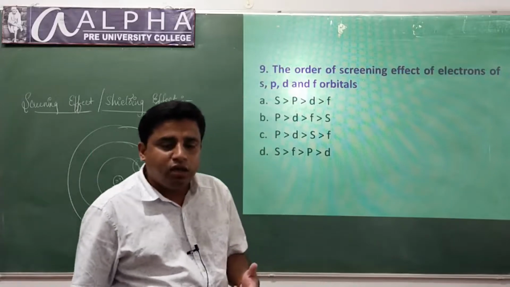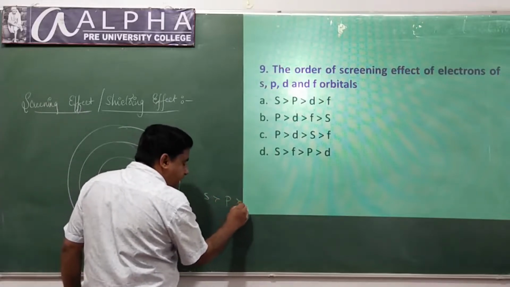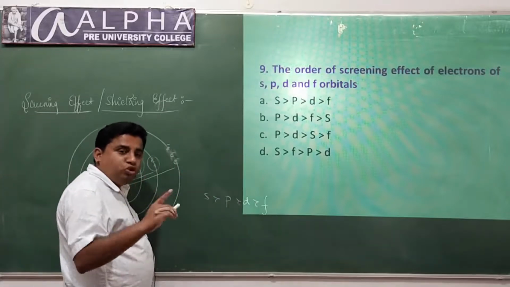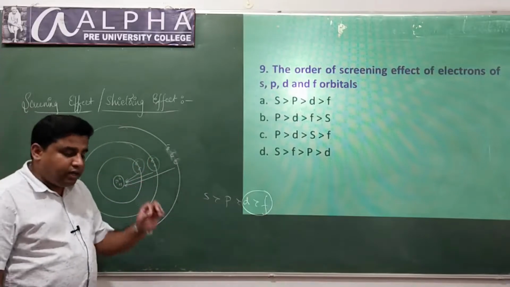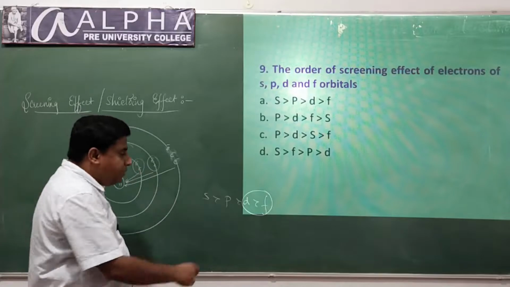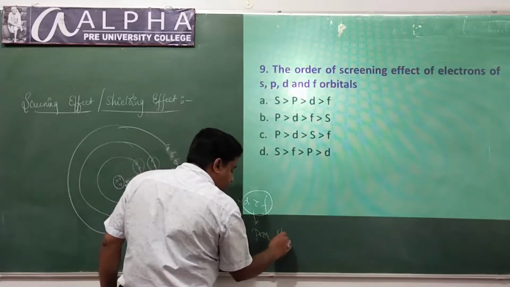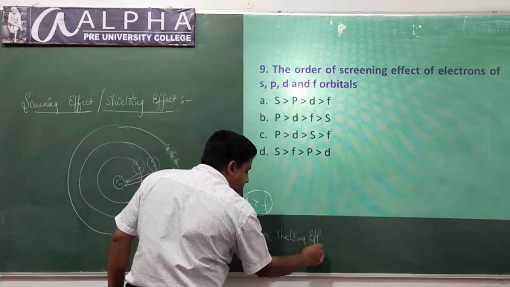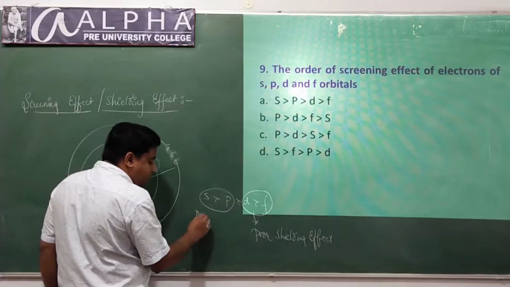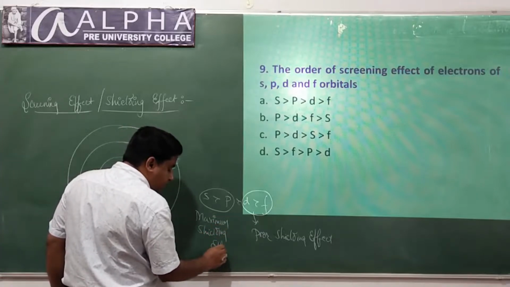You should understand one thing. The screening effect of electrons will be more if the electrons are in s orbital than p orbital, than d orbital, and then f orbital. That means the shielding effect will be less for those electrons which are in d orbital and f orbital. If the electrons are in inner s orbital or inner p orbital, the shielding effect is going to be more. Please remember that the electrons in inner d orbital or inner f orbital exhibit poor shielding effect, and the electrons in the inner s orbital and p orbital exhibit maximum shielding effect. Yes, clear?